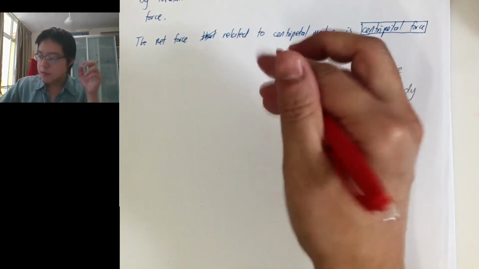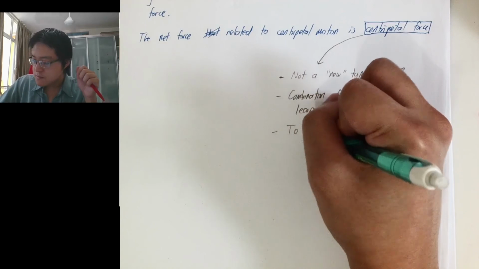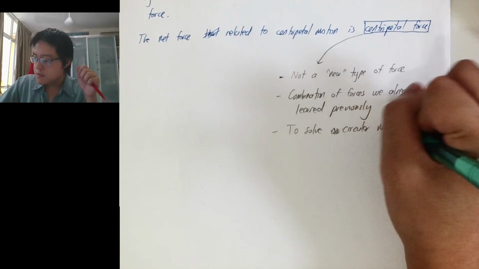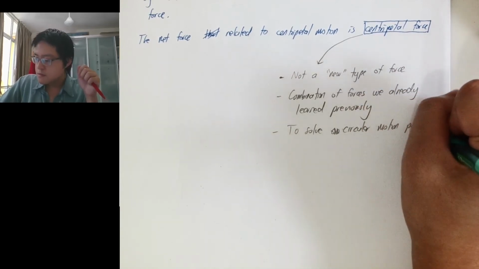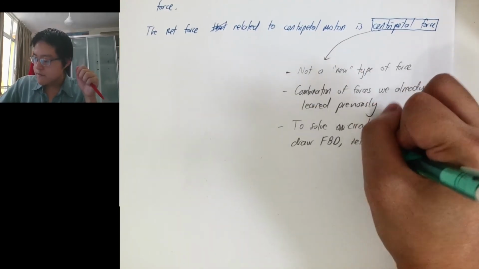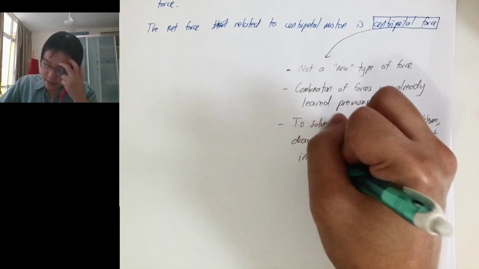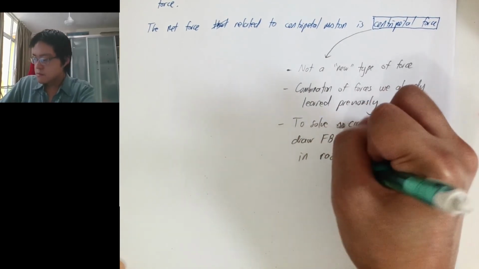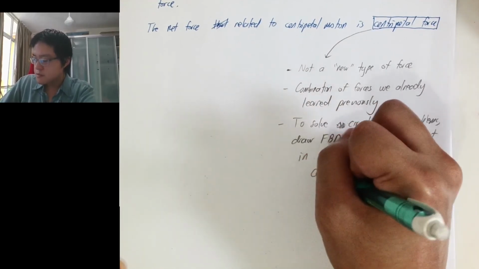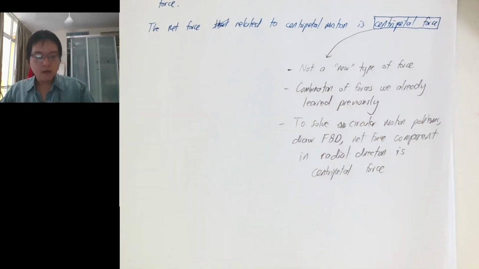So in order to solve this type of circular motion problems, we draw the free body diagram. Then the net force component in the radial direction shall be the centripetal force. Okay, so this is what I mean. Does anyone have any question?